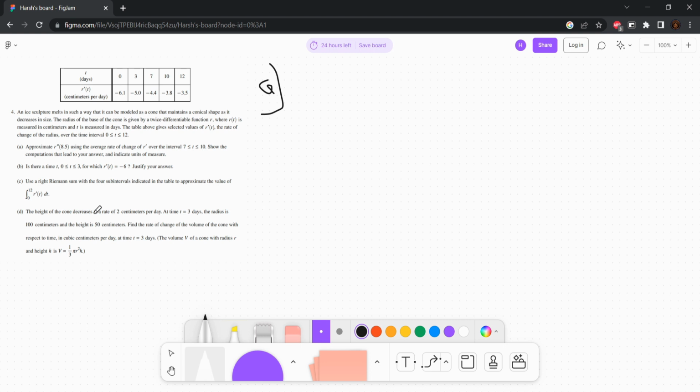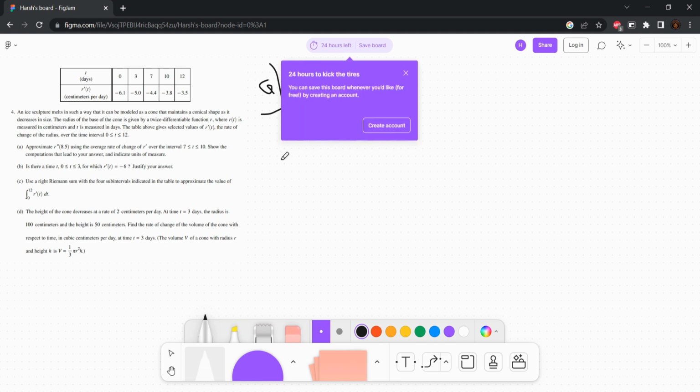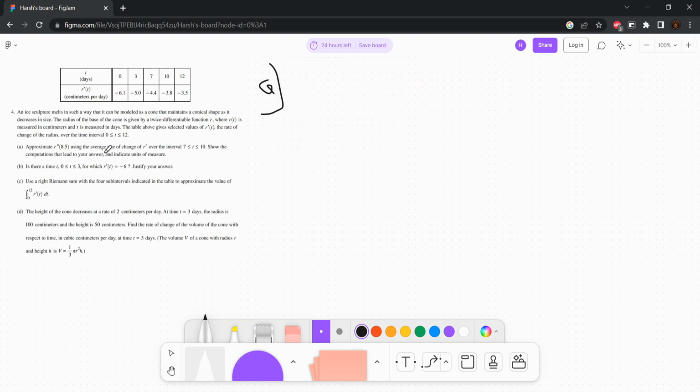The radius of the base of the cone is given by a twice differentiable function r, where r of t is measured in centimeters and t is measured in days. The table above gives selected values of the first derivative of r of t, the rate of change of the radius, over the time 0 ≤ t ≤ 12. So for A, first we have to approximate the second derivative of r using the average rate of change of the first derivative of r over the interval 7 through 10. Show what you do to use that and indicate units of measure.